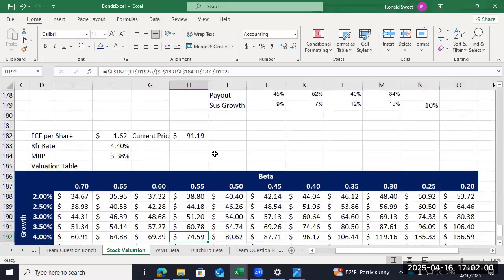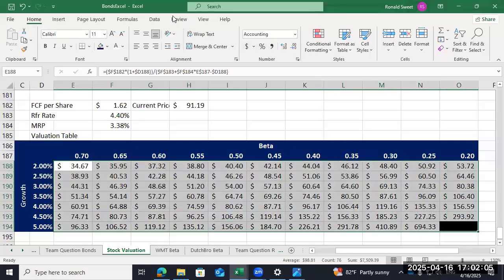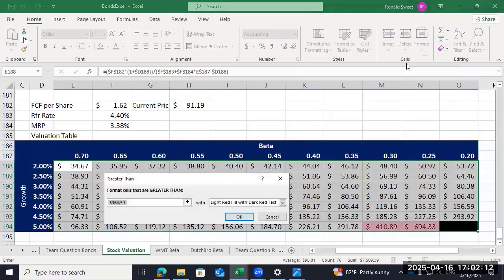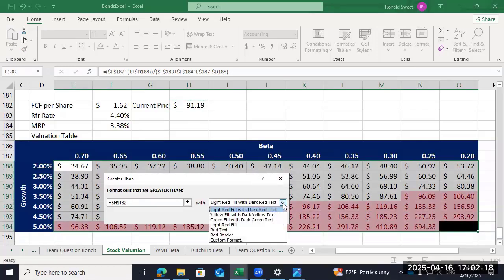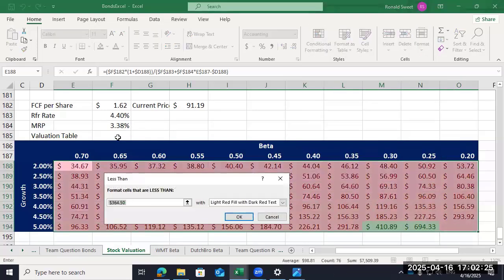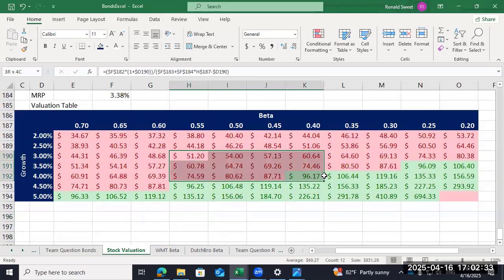So what we can do in this table, make it really look good, is you can highlight this whole table and say conditional formatting, highlight cells. If our valuation is greater than the current price, is that good or bad? Do we like the stock? We love it, right? So green looks good. And then we'll say if it's less than a current price, make that red. And then our main range is right in here.